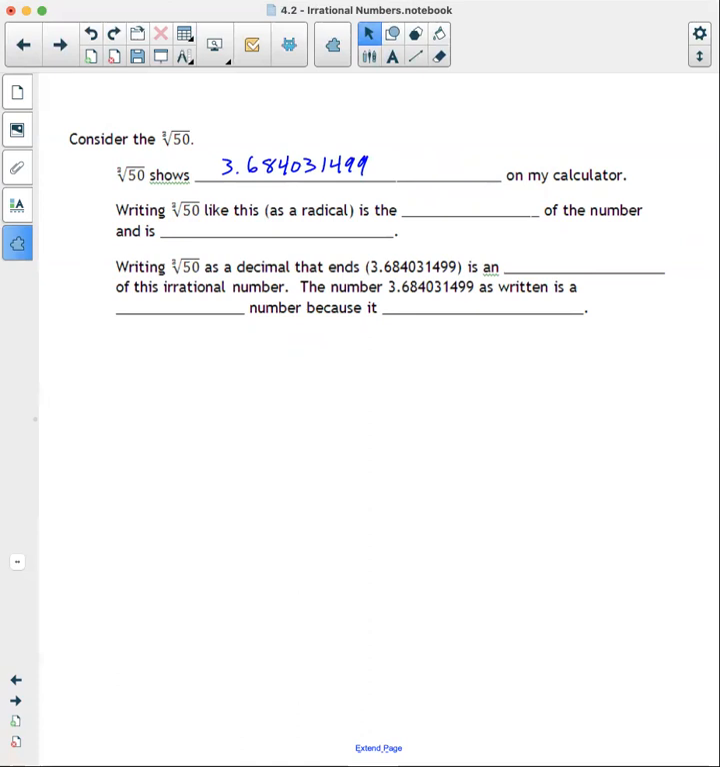But if we were to write it, the cube root of 50 is the exact value. Okay. So in math, we like to use exact values. And it's also a lot easier for our notation to write the cube root of 50 as opposed to 3.684031499, right? A lot less for us to write down. Okay, so writing the cube root of 50 like that, as a radical, is the exact value of the number. But the number itself, 3.68403, is an irrational number.